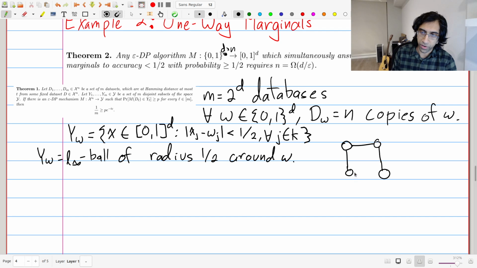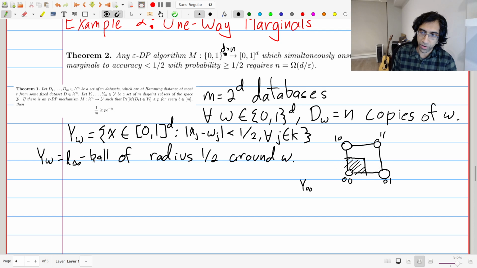But the idea is the following. So this is 0,0. And this is 0,1. And this is 1,0. And this is 1,1. And we're going to say that Y of, let's say, 0,0 is equal to this subset of the square right here. Any point that's in this little corner of the square is going to be an okay answer if we're given the database consisting of n copies of just the 0,0 string. You don't want to step outside of that because that's the region where one of these other databases should give their answer.